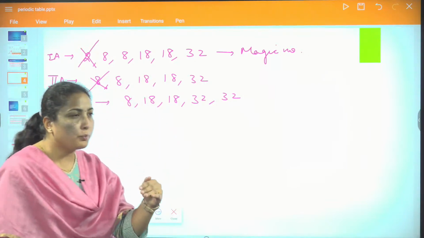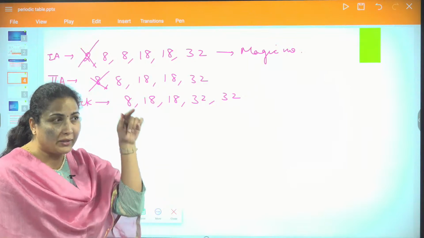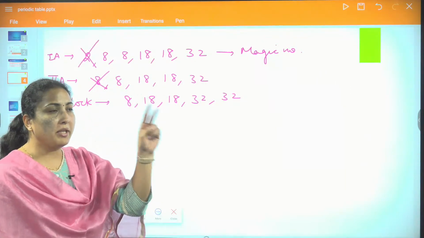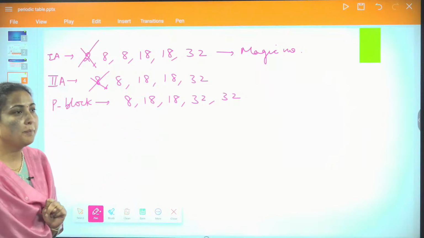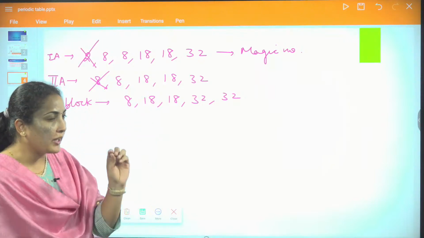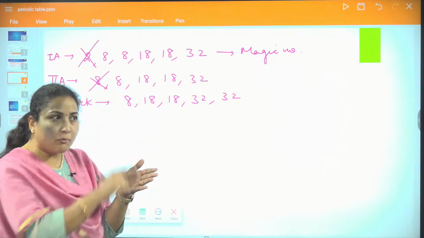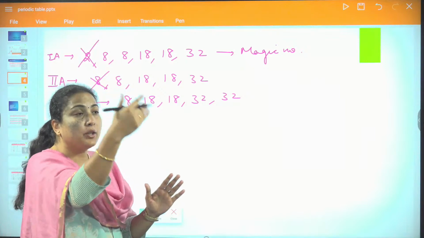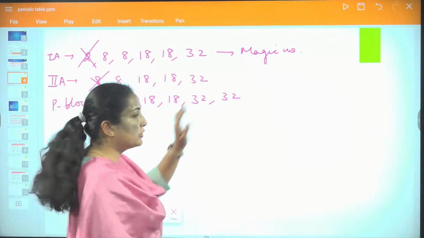When you go for group 2A, what you are doing is cutting that particular 2. You'll be left with 2 times 8, 2 times 18, 1 time 32, right? Now, when you move to P block, you further cut one more 8. But in the process of doing that, you are including one more 32. Are you able to see that?